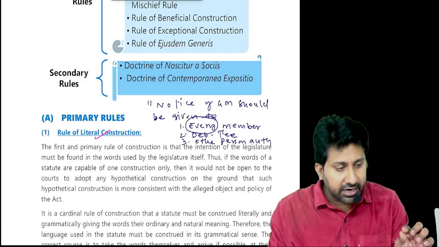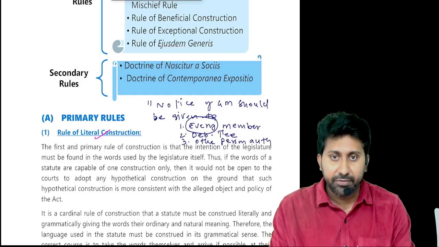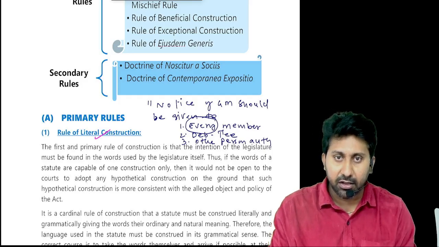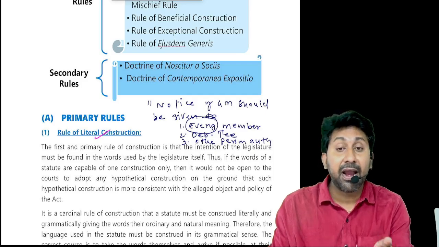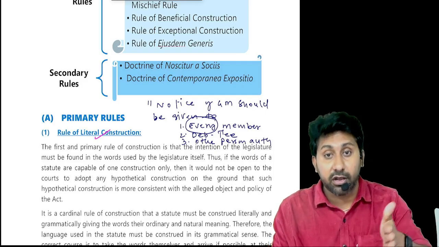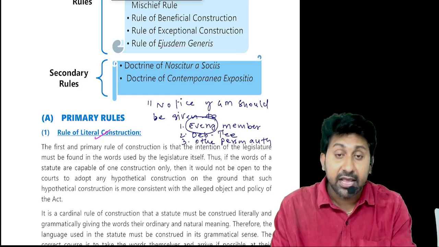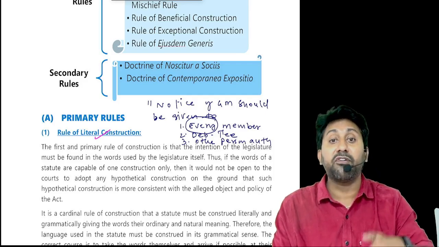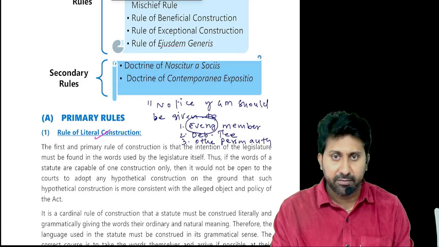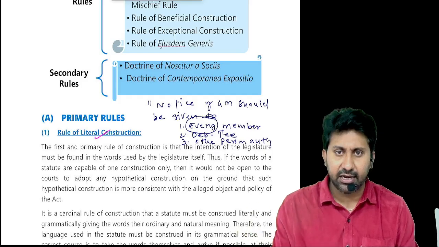You read the section plainly, with a grammatical meaning. It gave one grammatical meaning. That's all. Give that meaning and read the section. When the grammatical interpretation gives you a wrong meaning, or multiple interpretations are possible, then you need to go for other interpretation concepts. So, the rule of literal construction says like this.